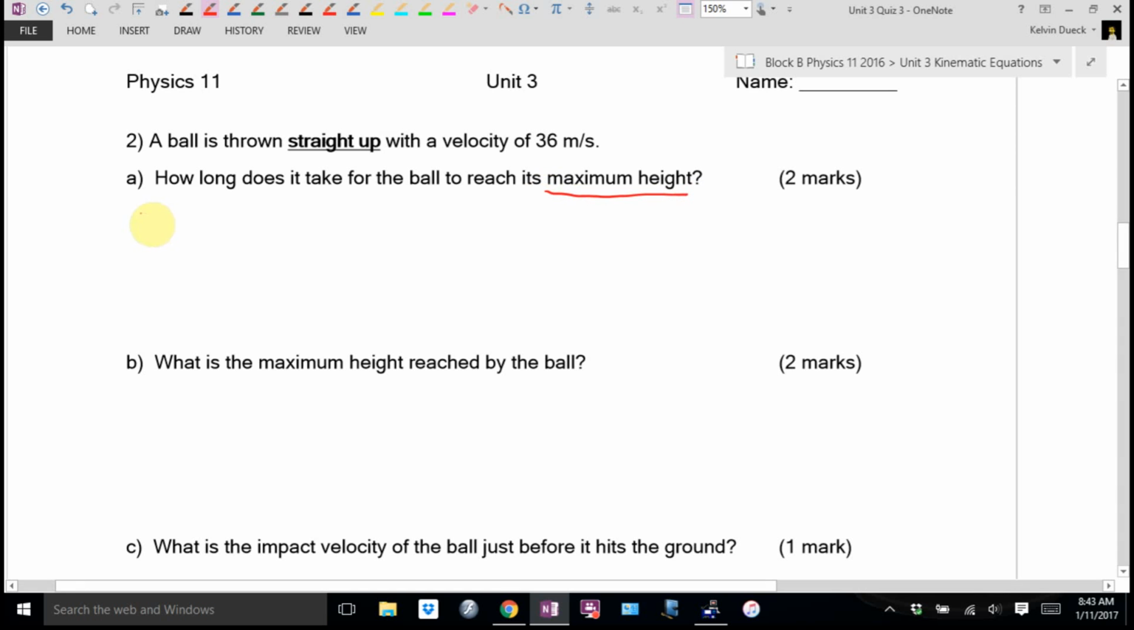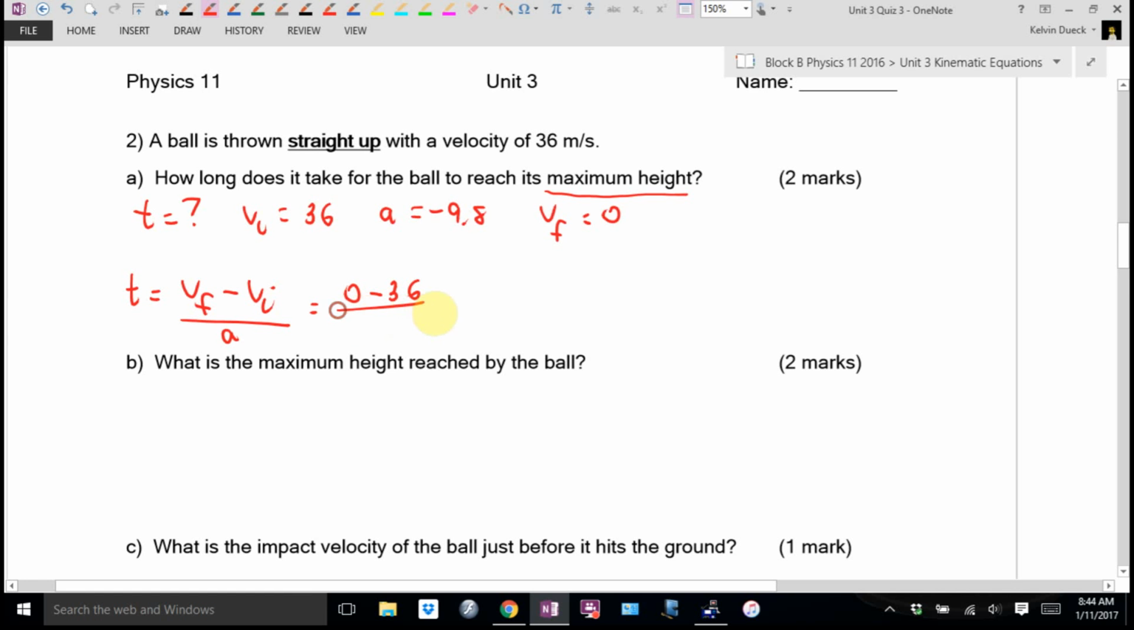Okay. I know that they want me to find a time. I know VI is 36. We're in free fall. I know A is negative 9.8. What else do I know about maximum height at the top? So I can use T equals VF minus VI over A. Yeah, I went straight to the equation. I can use 0 minus 36 all over negative 9.8.